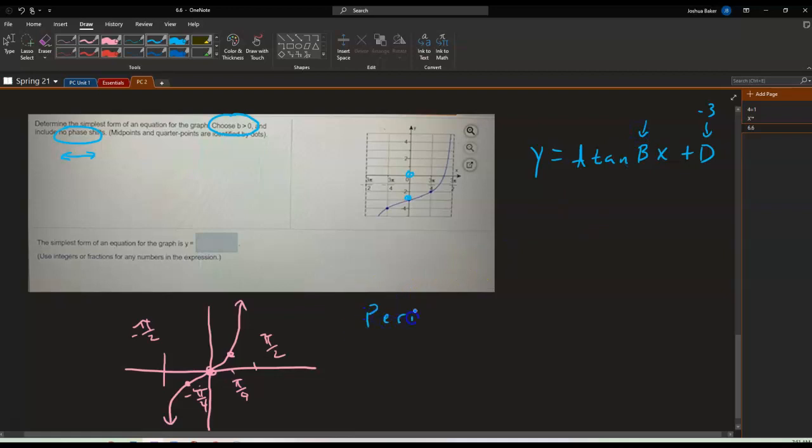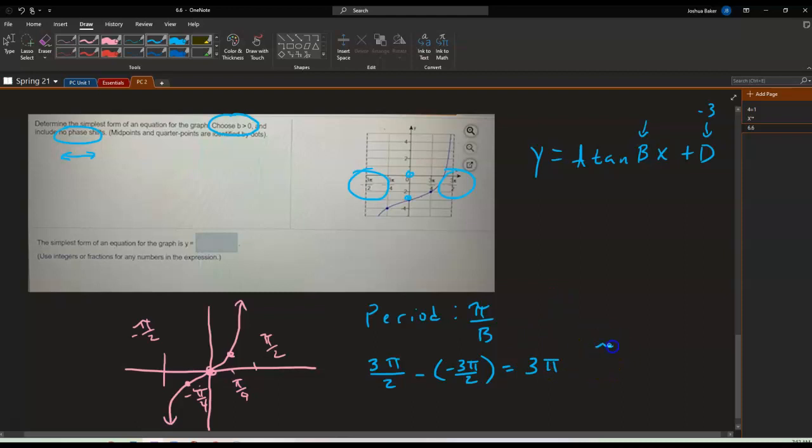Now, the period of a tangent function is pi over the absolute value of b. But again, we're not going to really worry about the absolute value part. We're just going to use b. So what's the period of this function here? Well, it starts at negative 3 pi over 2, or at least what is pictured starts there, and it goes all the way to a positive 3 pi over 2. So when I add those two things together, I end up getting 3 pi.